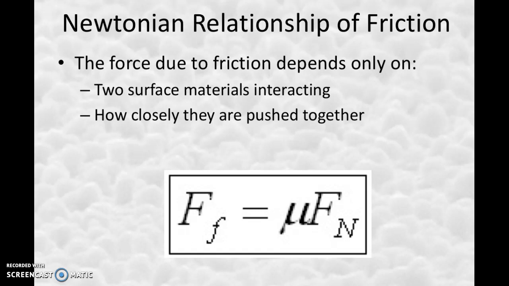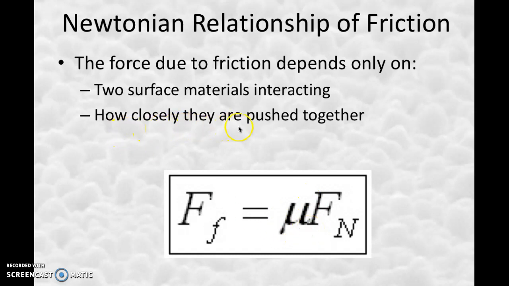So, back to our Newtonian relationship that we got from our lab the other day. We found out that the force of friction depends on the surface materials that are interacting with each other and how closely they are pushed together. Notice that the two surface materials that are interacting with each other, well, that pair is symbolized by this symbol mu. A little bit grainy, my bad, but mu is the coefficient of friction.